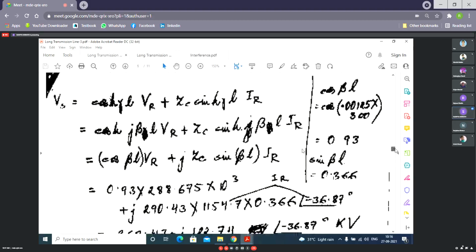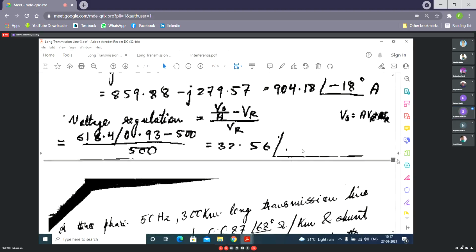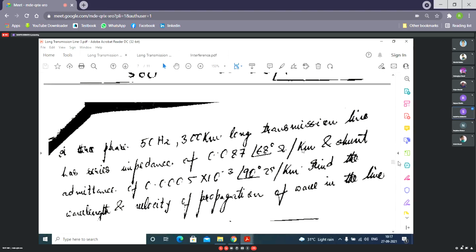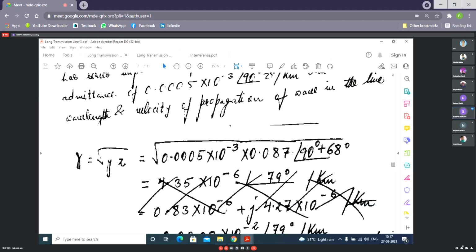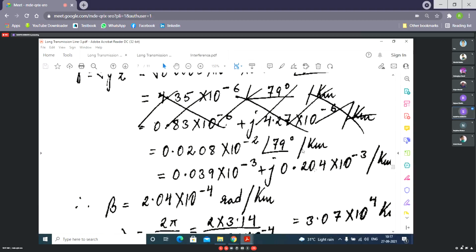Next, we'll consider one problem where both the resistance and inductance are present. See, the line series impedance is this one. It is not 90 degrees, that means there is some resistance. So in finding out gamma, you will find both the real and imaginary terms, root over yz. You can find out, you will get this term. So this will be actually beta. So beta is actually 2.204 times 10 to the power minus 3.